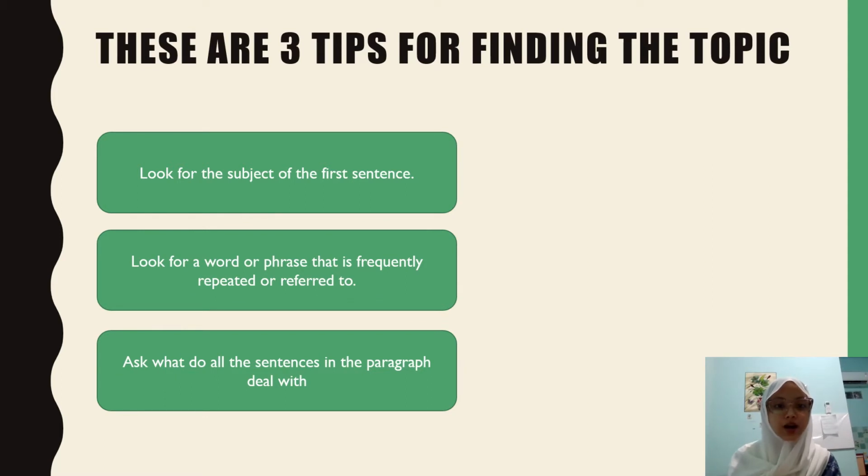Then, there are three tips for finding the topic. The first is to look for the subject of the first sentence. If you do not find it, look for a word or phrase that is frequently repeated or referred to. But if you still have not found it, ask what all the sentences in the paragraph deal with.